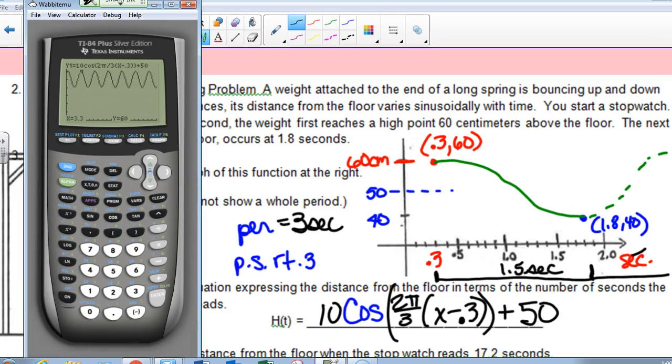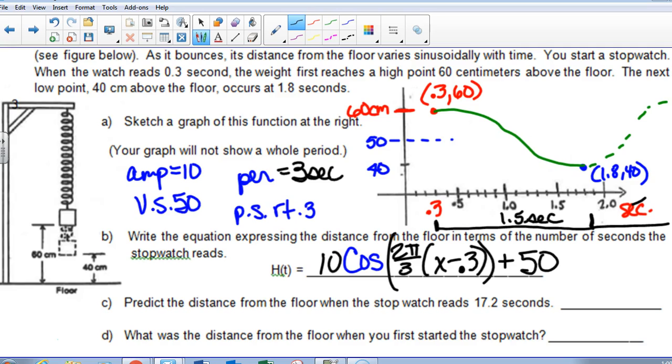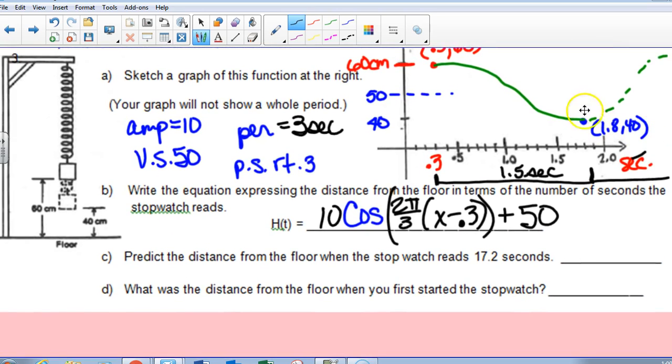All right, can you answer the question then? Predict the height at 17.2, so use your table or just trace to 17.2, or do an ask in the table feature. What was the distance from the floor when you first started the stopwatch? So what's that asking you to do? Yeah, trace at time equals 0.